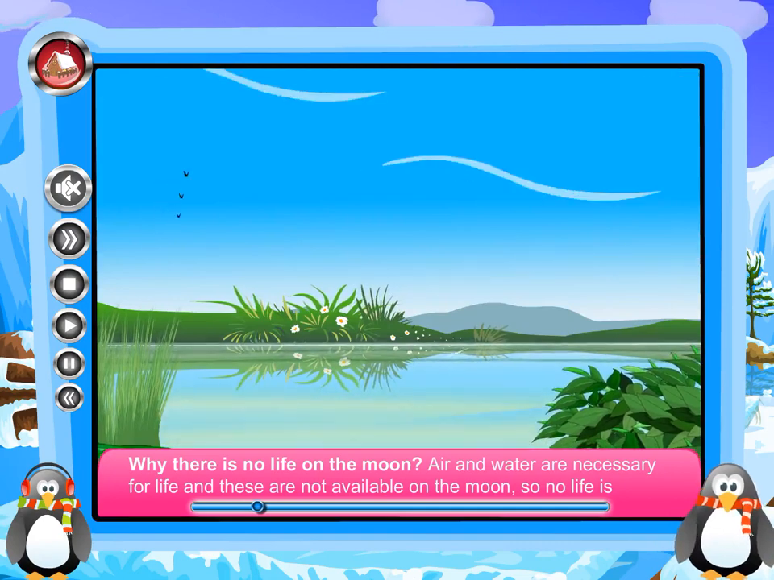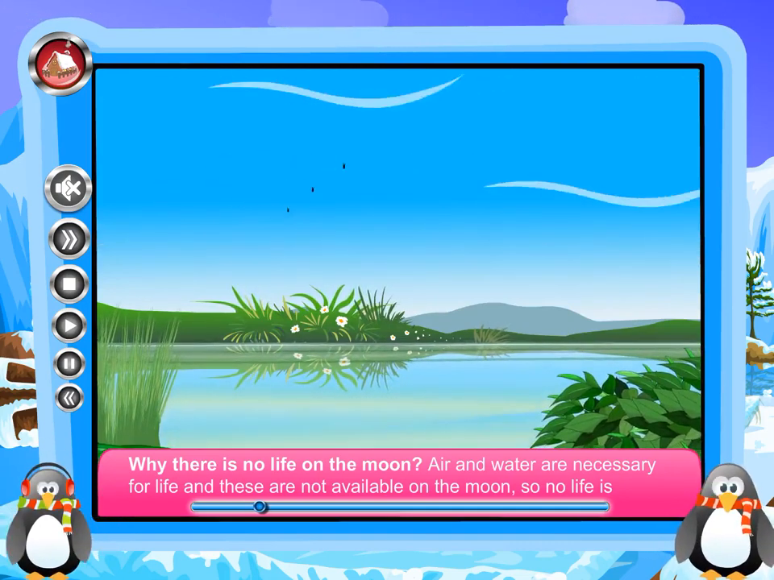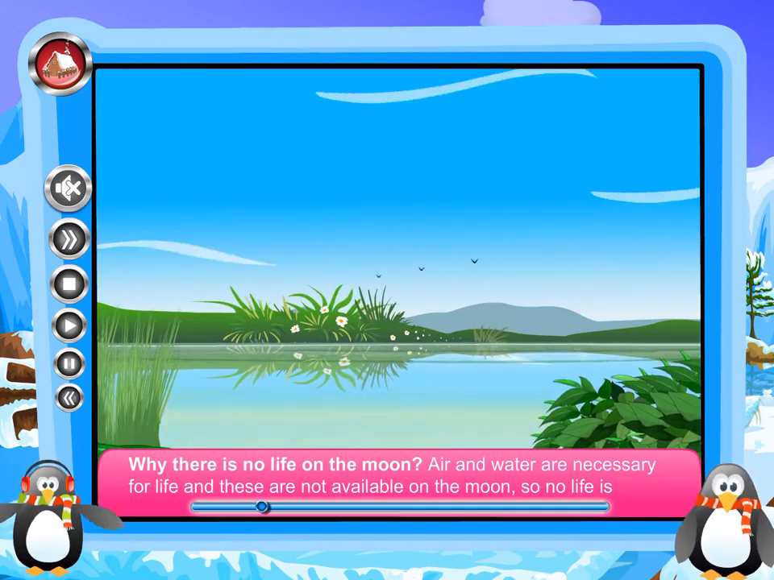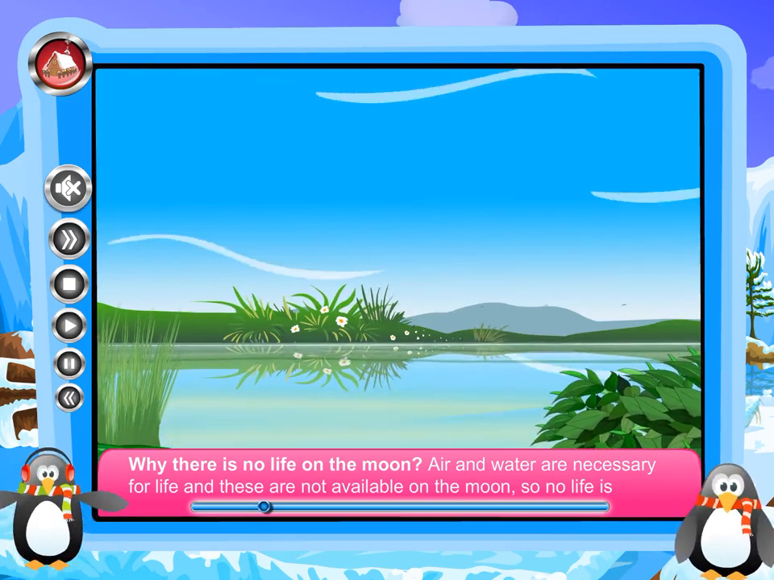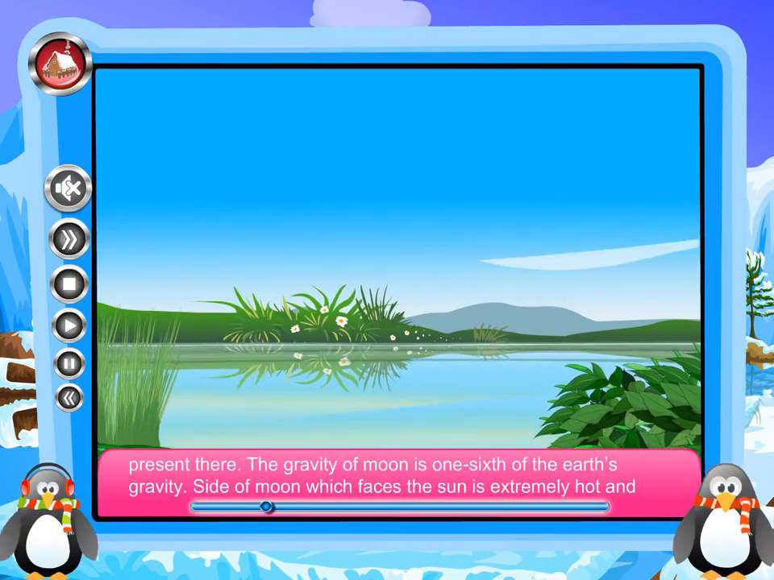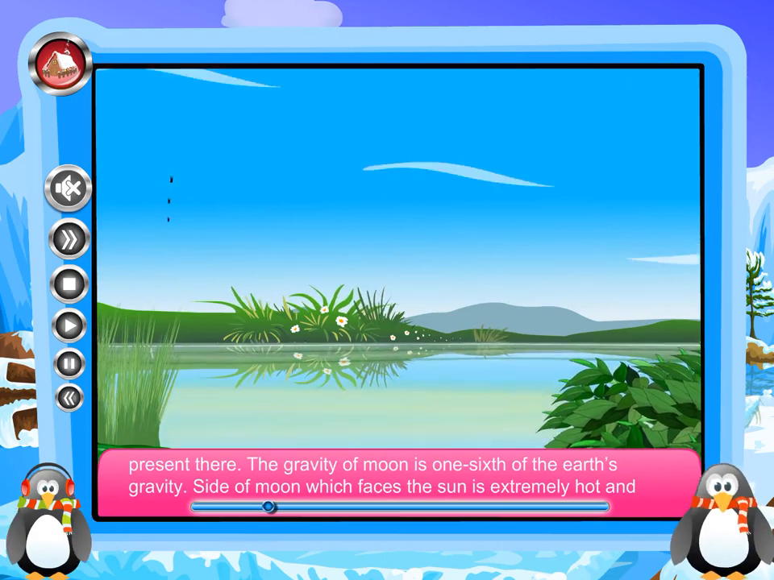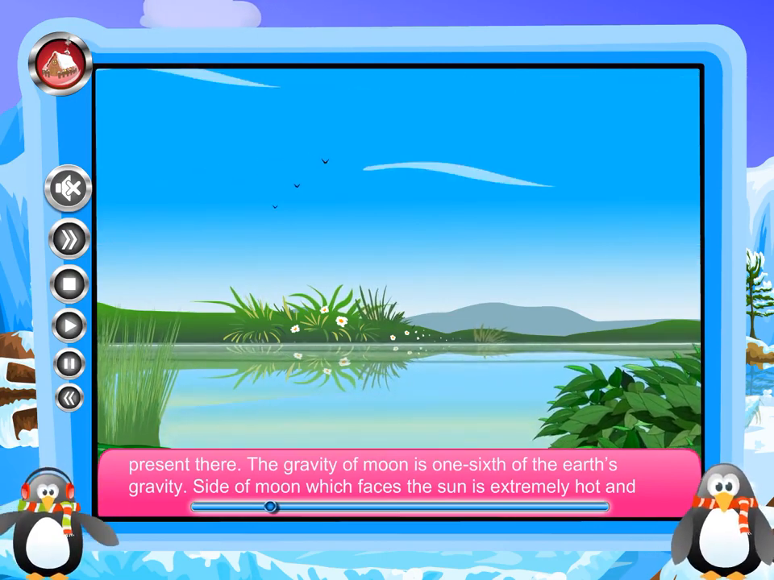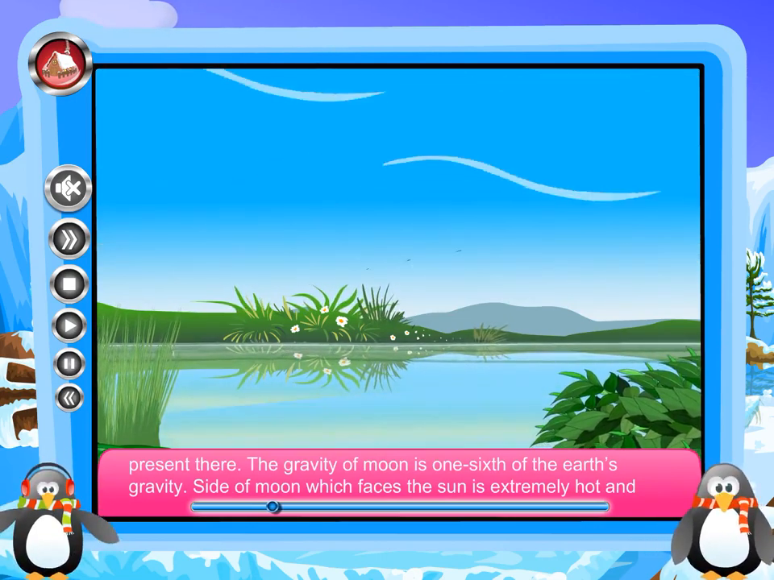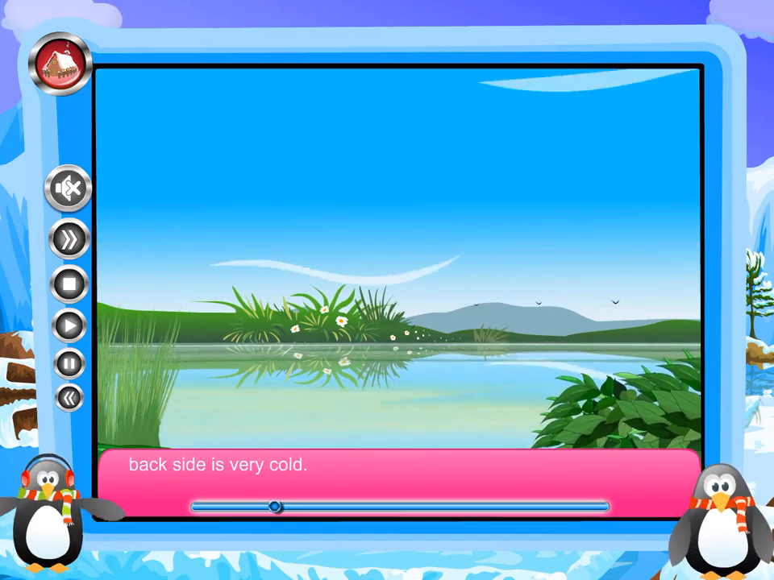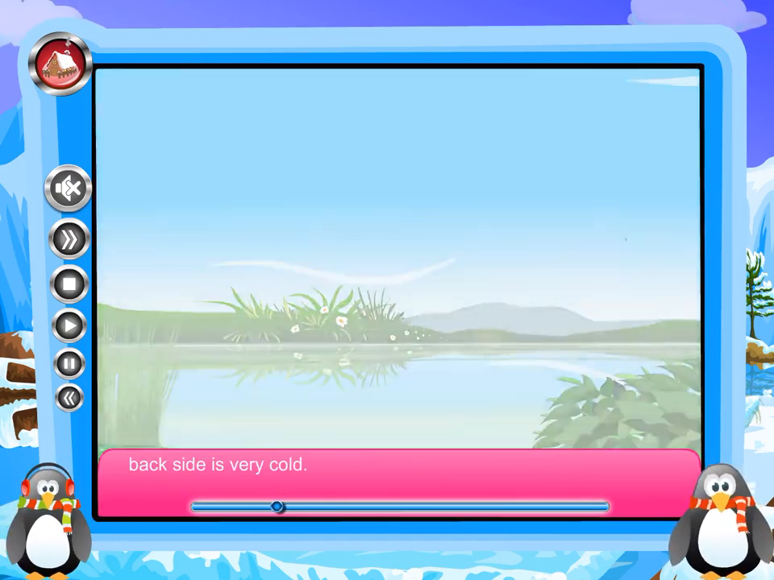Why is there no life on the Moon? Air and water are necessary for life, and these are not available on the Moon. So, no life is present there. The gravity of the Moon is 1/6 of the Earth's gravity. The side of the Moon which faces the Sun is extremely hot, and the backside is very cold.